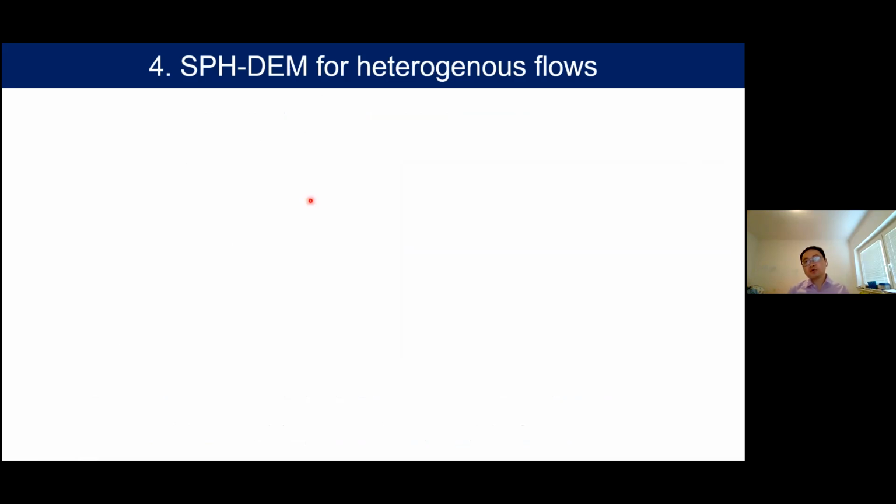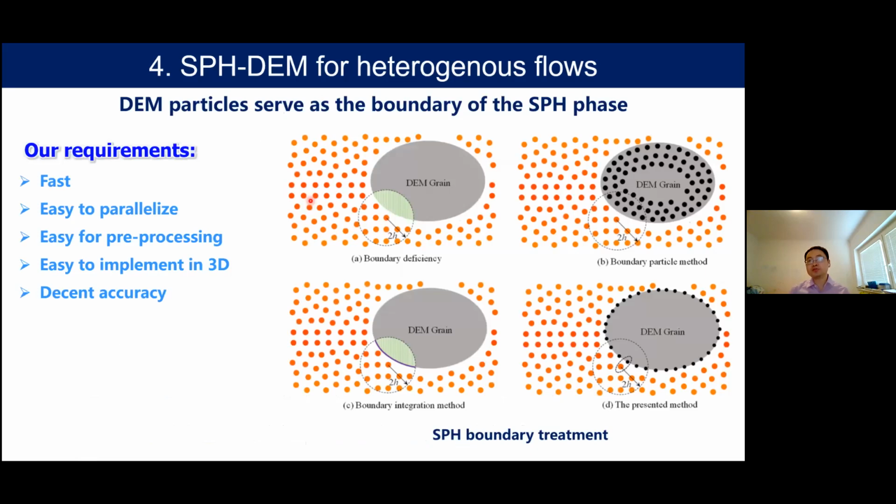Another problem we need to solve is the interaction between the fluid phase and the DEM particles. We need it to be fast, easy to parallelize, easy for pre-processing, and easy to implement in 3 dimensions. It also needs to have decent accuracy. I don't require it to be 100% or 90% accurate, but it needs to give reasonable results in geophysical flows. There are many different ways to compute the interaction between SPH and DEM particles, but they are either very complex in computation and implementation, or the accuracy is not enough.